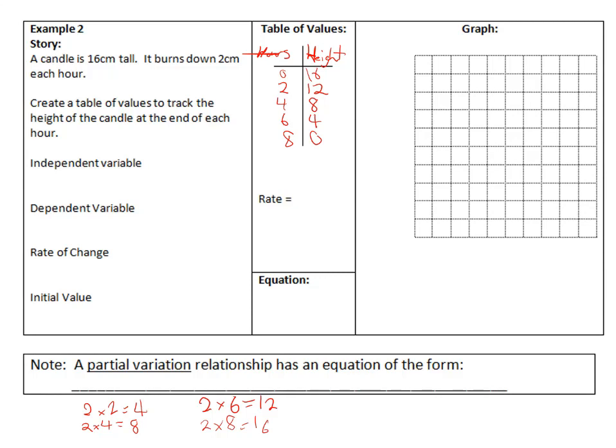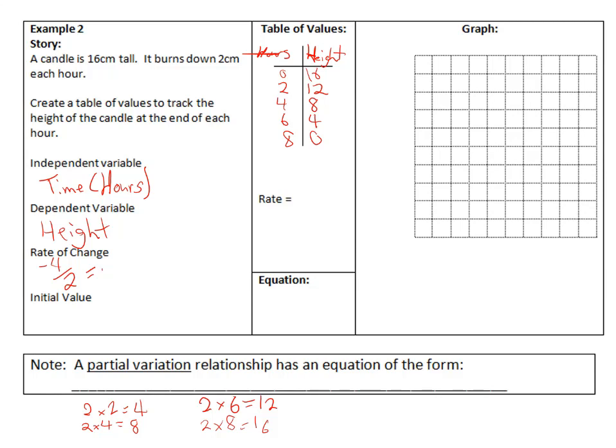There's a lot going on here. Notice that we're decreasing every time. And the independent variable is time, or hours, because the height depends on the amount of time that it was burning. The longer the candle burns, the shorter it gets. The rate of change is actually minus 4 centimeters for every 2 hours. So it goes down 4 for every 2 hours.